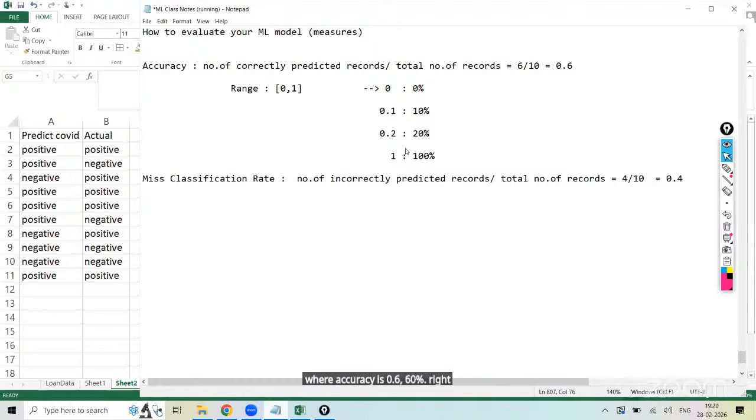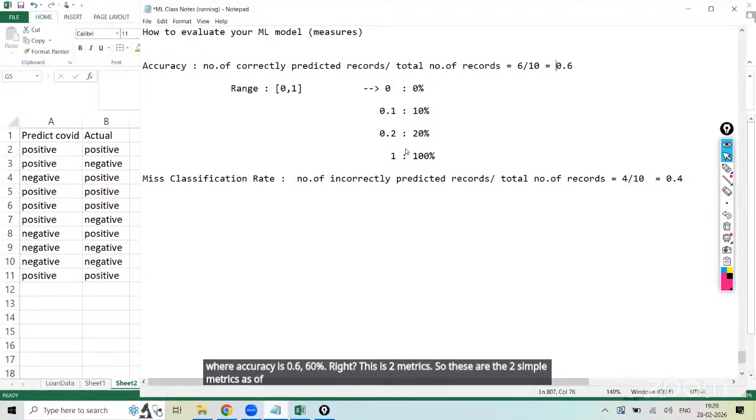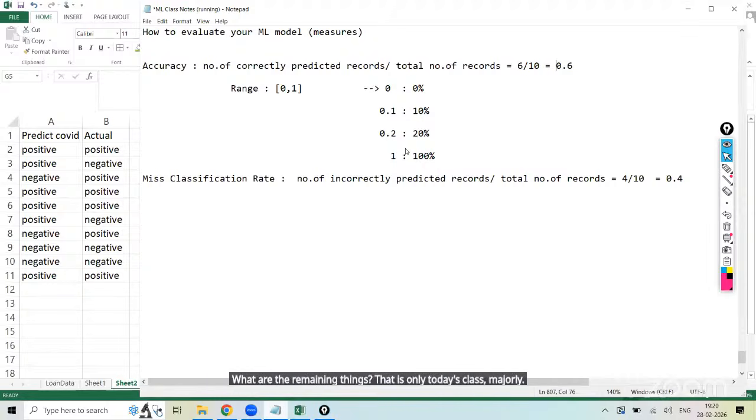Right? These are the two simple metrics as of now. Now let us move. Not only these two are there, I told you 20 are there. What are the remaining things? That is only today's class, majorly. These two things are very simple. Now mainly we are going to focus on the remaining things.